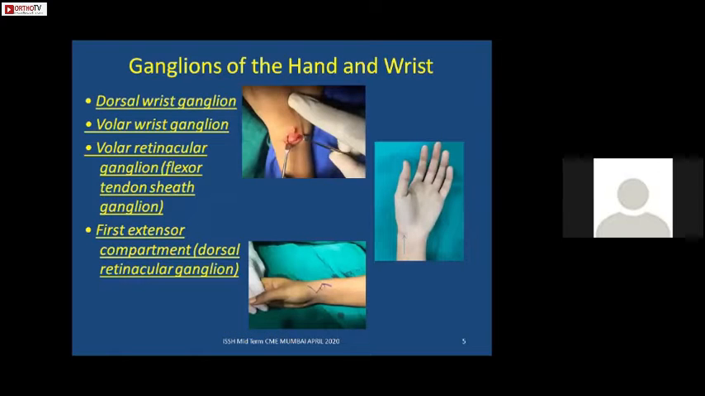Now, ganglion in the hand and wrist have multiple sites, but the enumerated ones are the commonest to see. Dorsal and the volar aspect, dorsal being the commonest, and this retinacular ganglion, one on the flexor tendon sheath and one on the first extensor compartment, which I am pointing out over here. These are also usually very well seen.